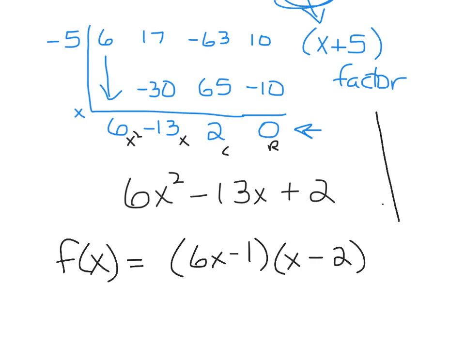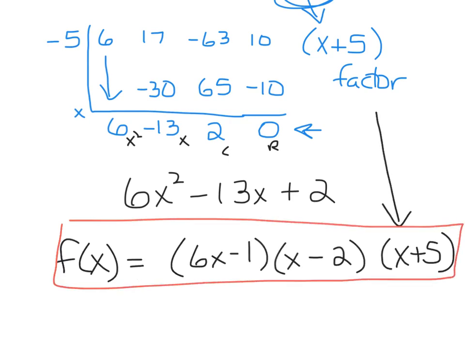And again, bring down your factor. So the final factored answer is this. And again, the order of the binomials doesn't matter. You can put the x plus 5 out front or the x minus 2. It doesn't matter. So this is the factored form of the original polynomial.